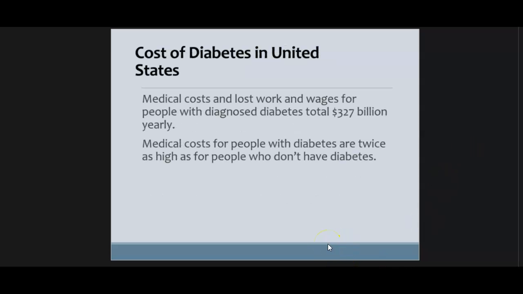So what's the cost of diabetes in the United States? Well, the cost is gigantic at $327 billion yearly. That is a combination of both the medical cost and lost work and wages. And the medical cost for people with diabetes is twice as high as for people who don't have diabetes. So, you know, all the comorbidities that go along with diabetes, let alone the cost of their medication.